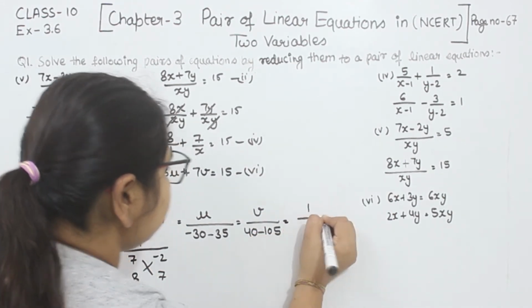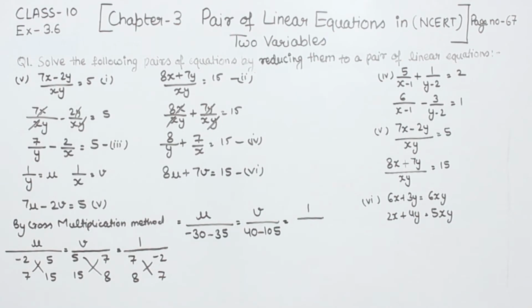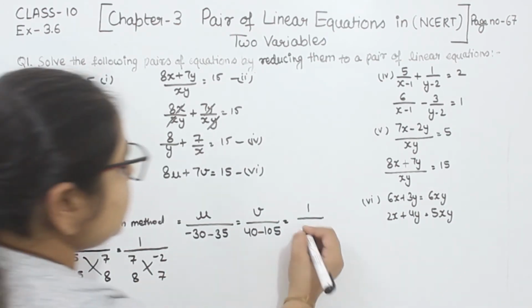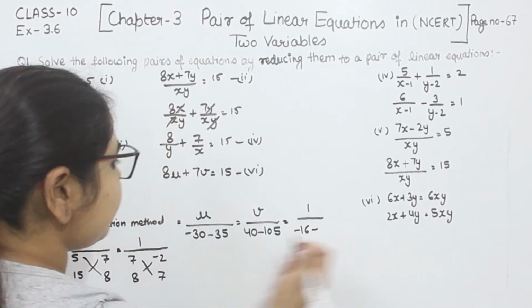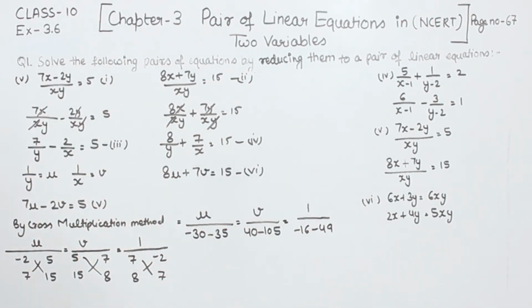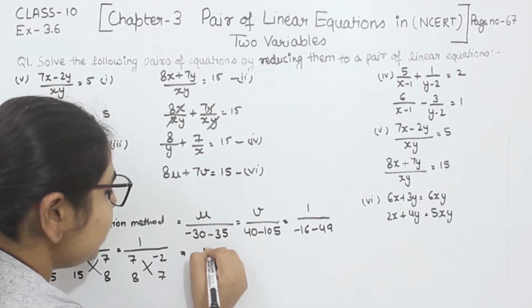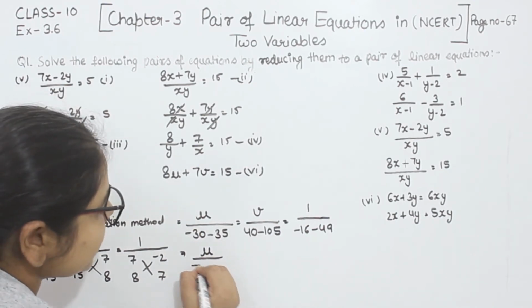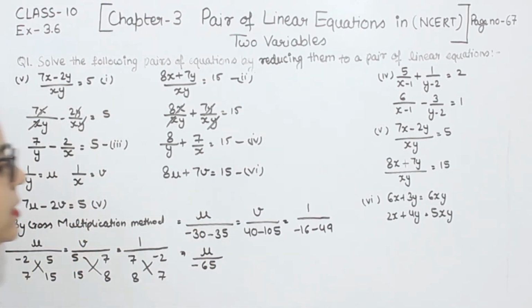Now comes to the constant term. This one we are having is the 1. Now we are going to multiply this one. 8 2s are 16, minus 16 minus 7 7s are 49. So this one we are having here. Now we are going to solve this one further. Here we are having u upon minus and minus plus, sign remains minus. This one we are having is minus 65.